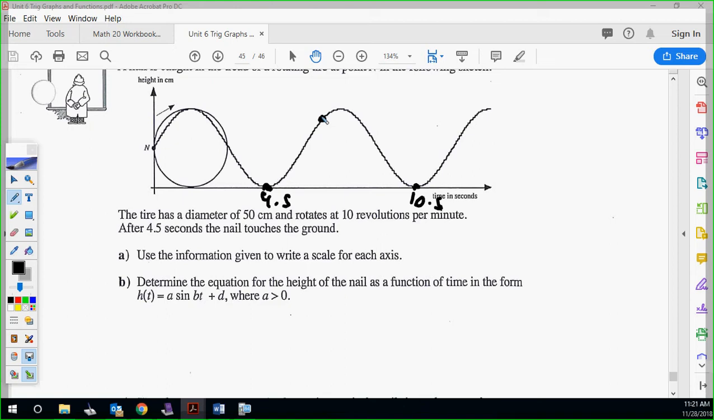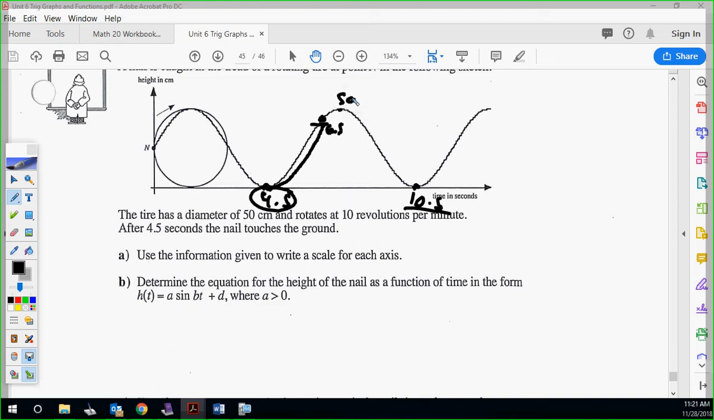Okay, let me explain that again. They tell you in the problem 4.5 seconds when the nail hits the ground. Once it hits the ground, it starts the rotation going back to its high point, right? So 4.5, the nail's coming up. Okay, here's 10.5, the next time it's hit the ground. 6.5 is right about here. So 37, this is 50. Okay, they're pretty close. So your number sense makes sense.